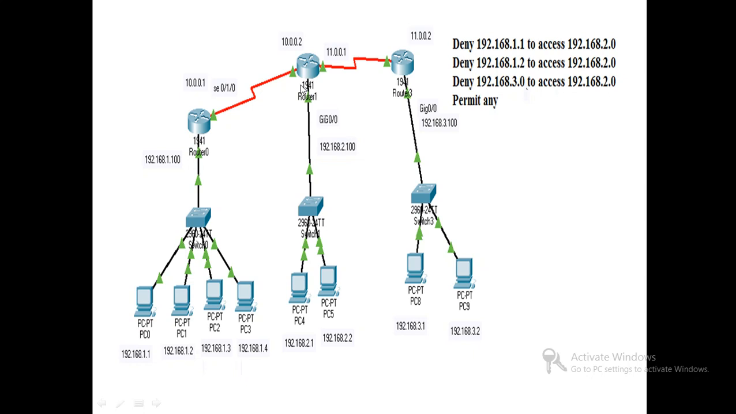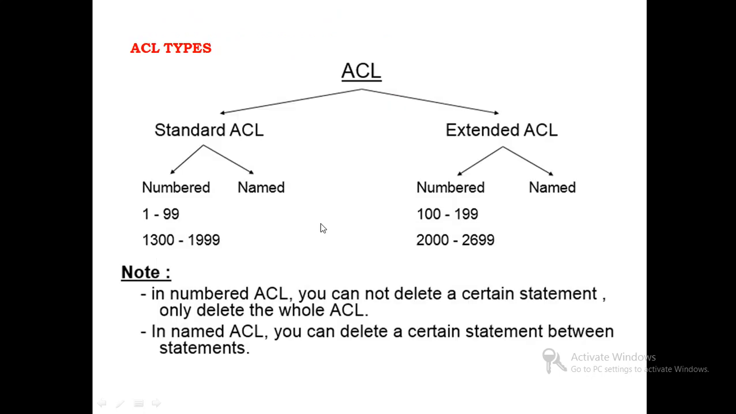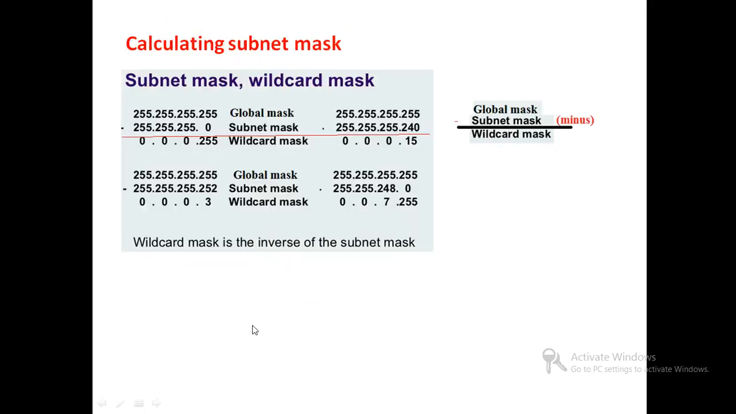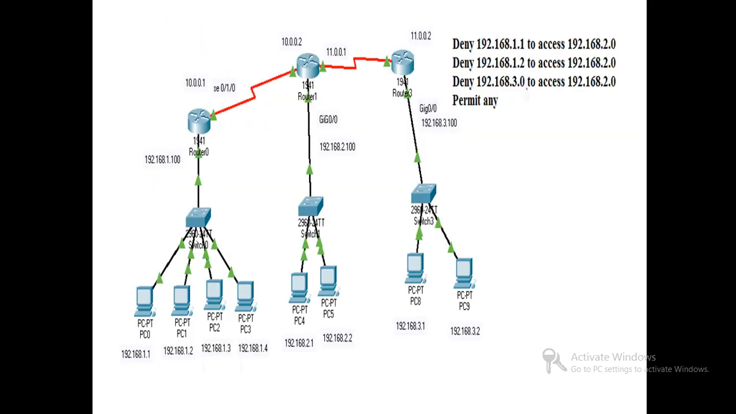And which port should I choose? Should I choose this port or this port? Since we have studied during the classes that implementation should be done closest to the destination in the case of standard ACL, and since we are doing the standard ACL, this is my destination, so my implementation should be done on this line. So the gigabit 0/0 in this router is where I should do my implementation. Whether it is in or out, that I should decide. Since this is my destination, it is in the out direction. This we should decide properly.